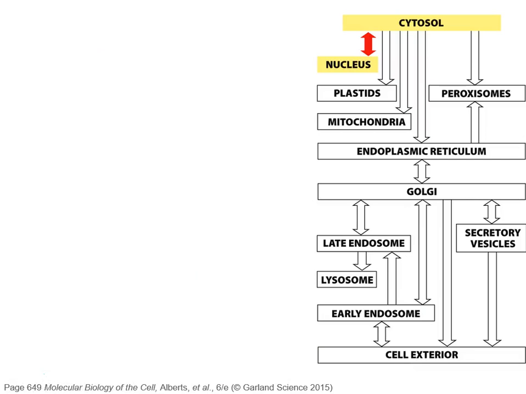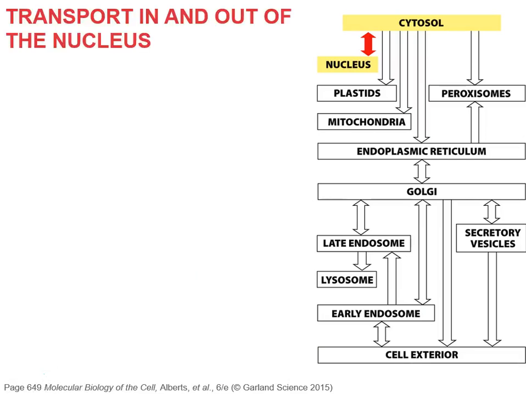So this is what we've done today. We've talked about transport in and out of the nucleus. Here's our diagram, and this transport is called gated transport. The arrow is shown in red, so red means gated transport. The arrow is going in both directions because we can transport entities from the nucleus to the cytosol and from the cytosol to the nucleus.